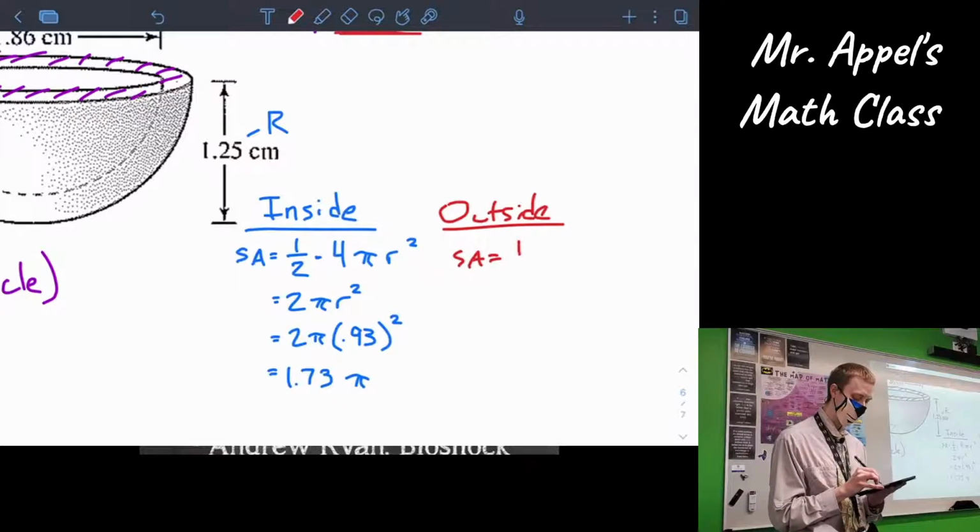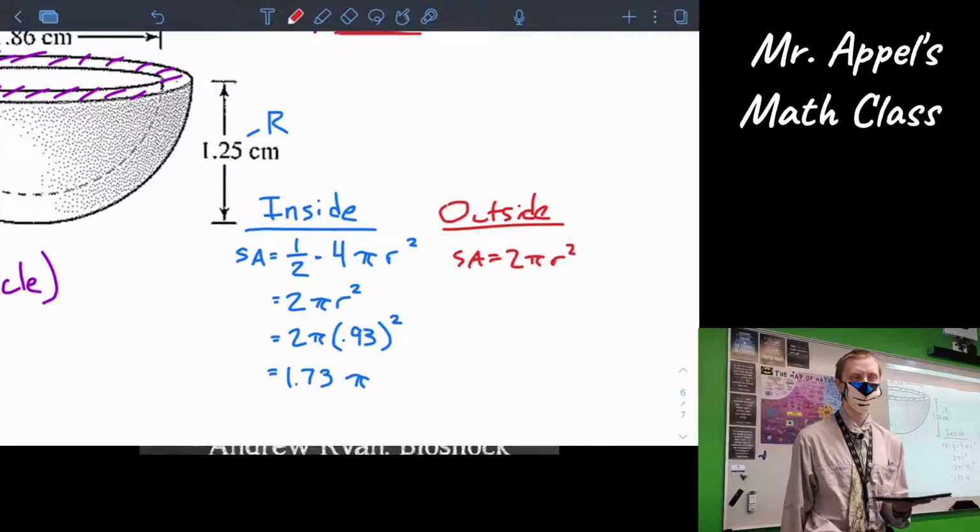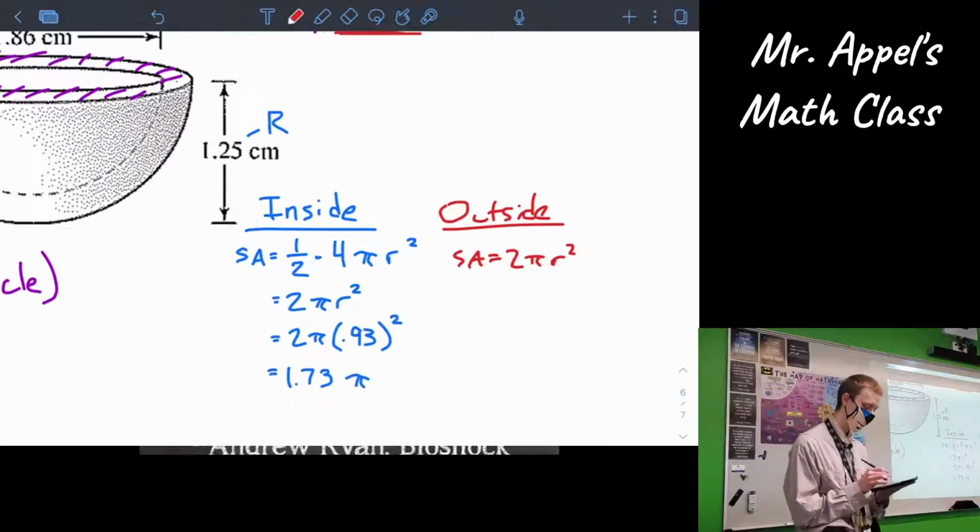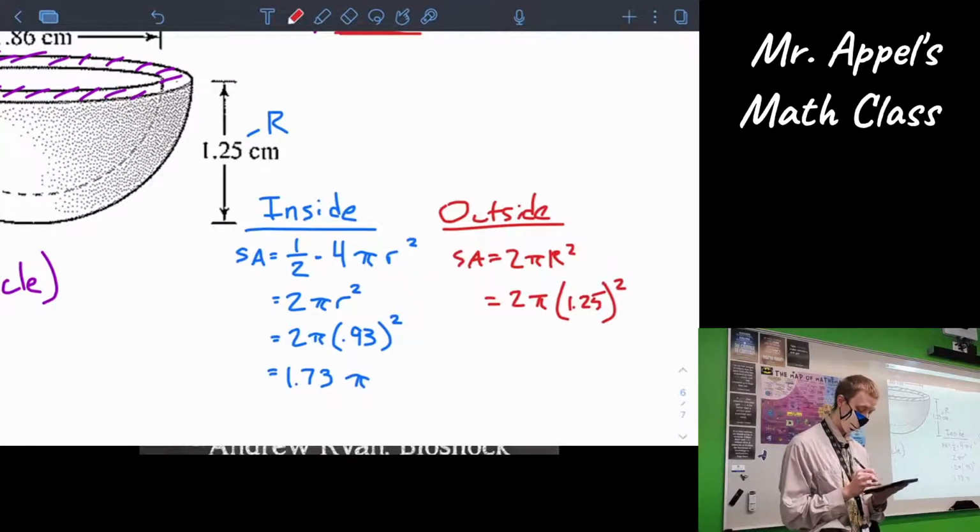Outside surface area, also half of a sphere, which I don't know why I'm going all the way there. We know it's just going to be this, right? 2 pi r squared. Don't rewrite stuff that you already figured out. So this case is going to be 2 pi, let's call this one big R. So big R we said was 1.25 squared.